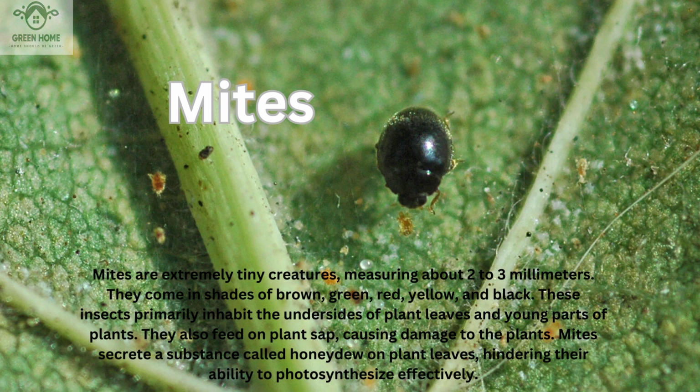Mites are extremely tiny creatures, measuring about 2 to 3 millimeters. They come in shades of brown, green, red, yellow, and black. These insects primarily inhabit the undersides of plant leaves and young parts of plants. They also feed on plant sap, causing damage to the plants. Mites secrete a substance called honeydew on plant leaves, hindering their ability to photosynthesize effectively.